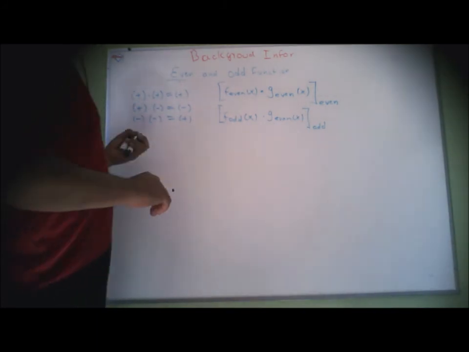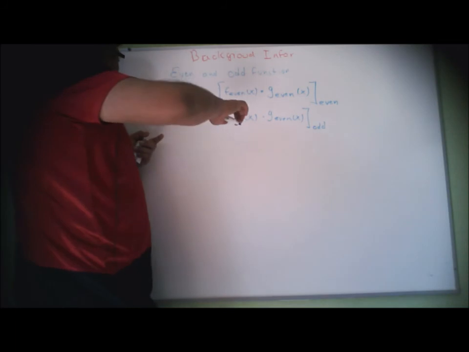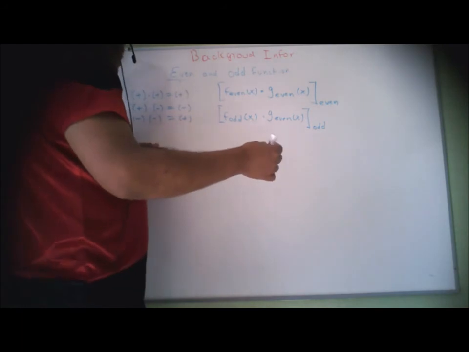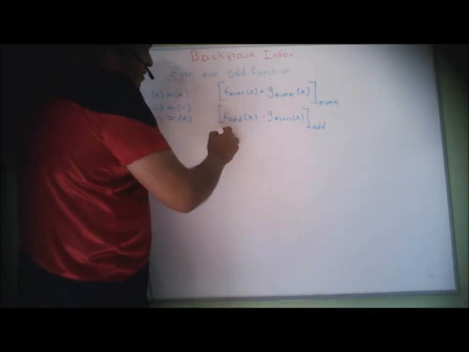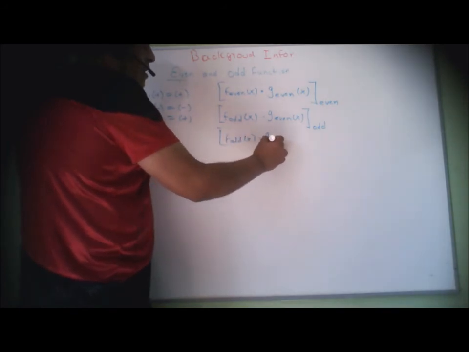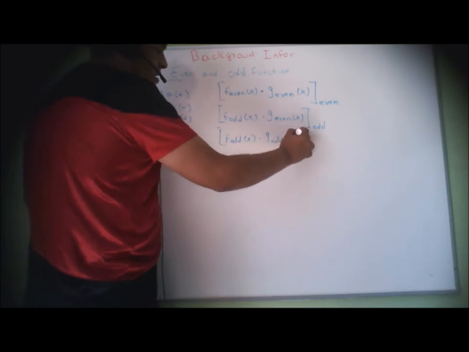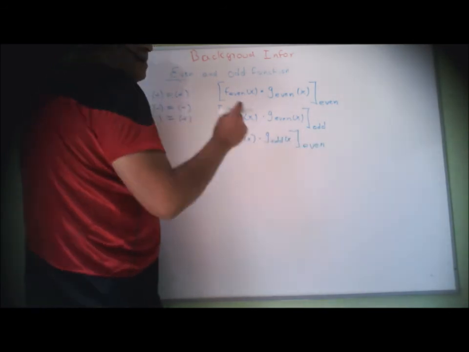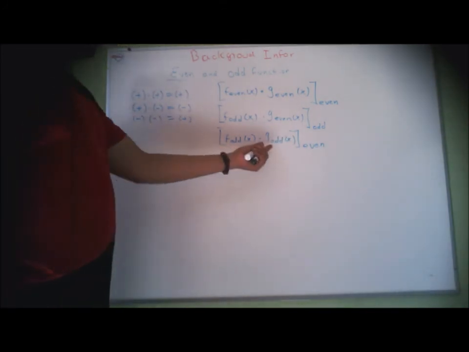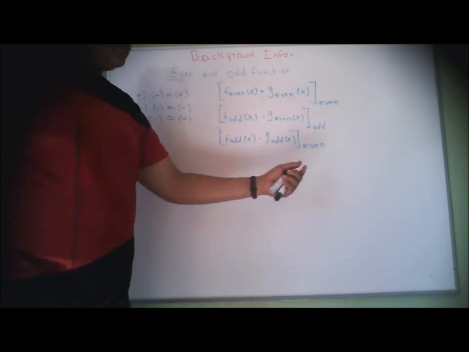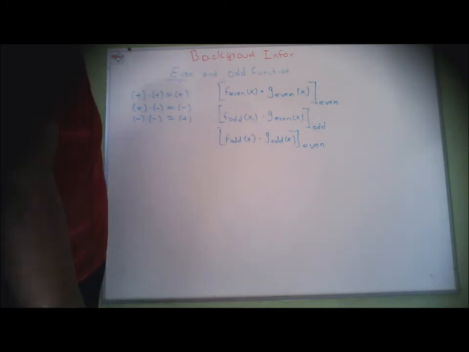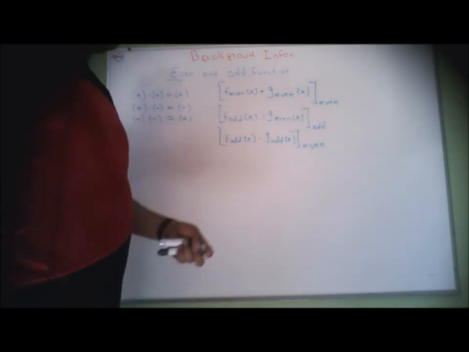Alright, now this is the interesting part, because we kind of expect that even times even is going to produce an even function, right? But this is the funny thing here. An odd function of x times another odd function of x, the result is going to be an even function. Okay, so very similar to the law of signs. Odd times odd produces an even function. All right, so very important, very interesting thing. And odd times even makes odd.